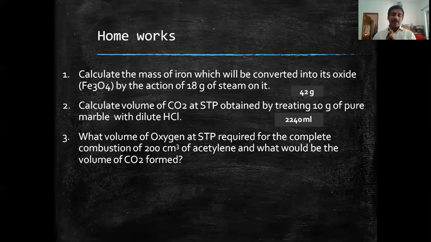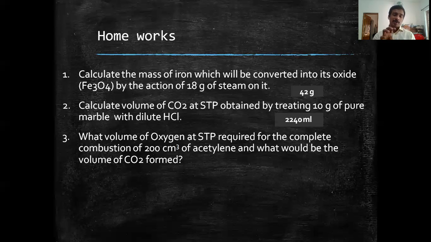Then here you can see two questions are there. First, you have to find out the volume of oxygen at STP required for 200 centimeter cube of acetylene. And in the second question, you have to find out the volume of CO2 formed at STP. So two steps are there. In the first step, what is the volume of oxygen at STP? You write the equation. C2H2 plus O2 gives CO2 plus H2O.